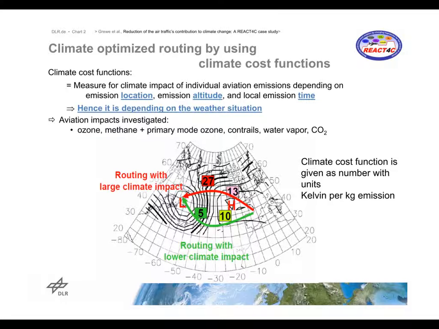Imagine two alternative aircraft trajectories as indicated by the red and green arrow. The northern aircraft trajectory in red passes through areas with large numbers and hence has a large climate impact in total, whereas the southern aircraft trajectory, shown in green, only collects small numbers and hence has a small total climate impact.